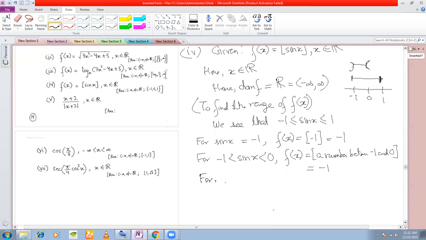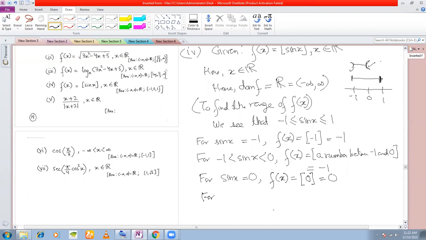Next, we consider the next interval. We can consider any interval between 0 and 1, or you can consider 0 also. Yes, let's consider 0. For sine x is equal to 0, we have not considered 0. So we'll now consider this particular value, 0. So you have f(x) is equal to the greatest integer function of 0, which is equal to 0.